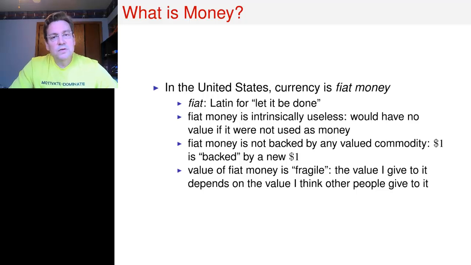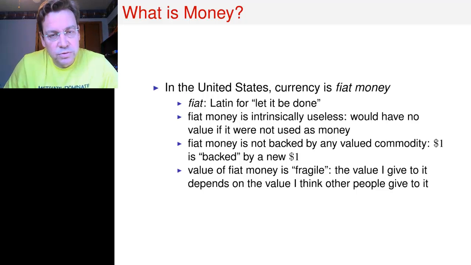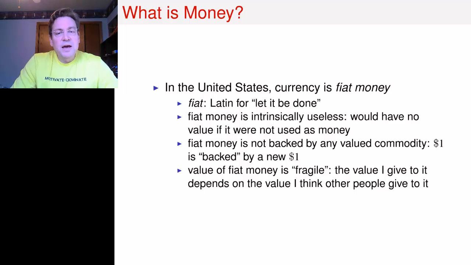Now, in the United States, currency is what's called fiat currency, and this is true in virtually every country in the world. Fiat is Latin for let it be done. I don't know why that's relevant, but it seems like an interesting point. Now, the definition of fiat money is that it is intrinsically useless, and it would have no value if it were not used as money. Money is not backed by any valued commodity. So if you take $1 to the Treasury, it's backed by a new dollar bill.